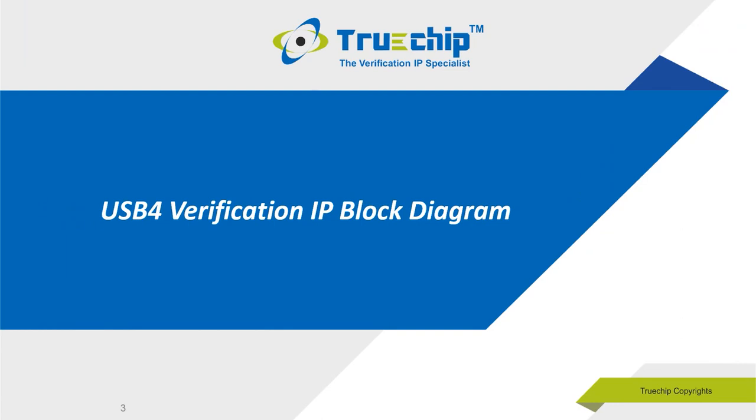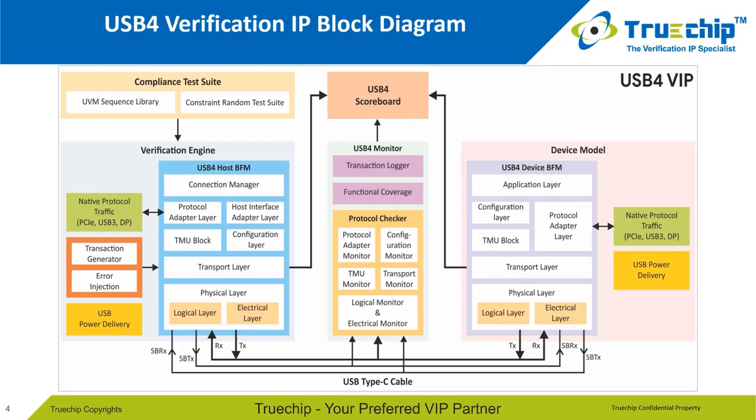We will see the USB4 verification IP block diagram. TrueChip USB4 VIP consists of 5 modules: compliance test suite, verification engine consisting of host, device model, monitor, and a scoreboard. The compliance test suite consists of standard test cases and sequences. Those are fed into the verification engine, which consists of the host BFM. The sequences run over the connection manager, which manages all the layers, lane adapters, and routers in the environment.